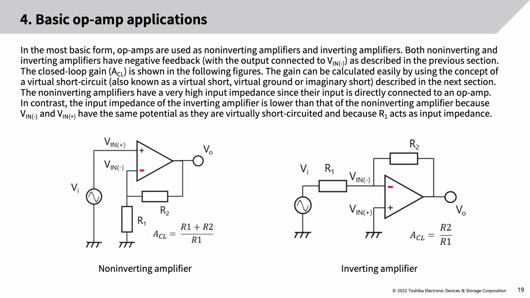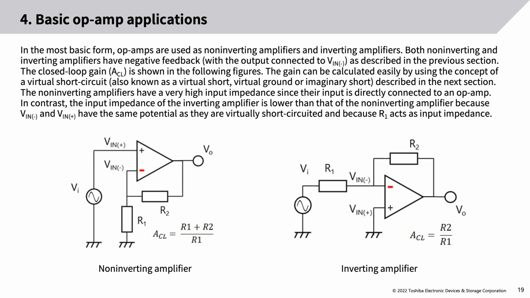4. Basic op-amp applications. In the most basic form, op-amps are used as non-inverting amplifiers and inverting amplifiers. Both non-inverting and inverting amplifiers have negative feedback, with the output connected to Vin minus, as described in the previous section. The closed-loop gain, ACL, is shown in the following figures. The gain can be calculated easily by using the concept of a virtual short circuit, also known as a virtual short, virtual ground or imaginary short, described in the next section.